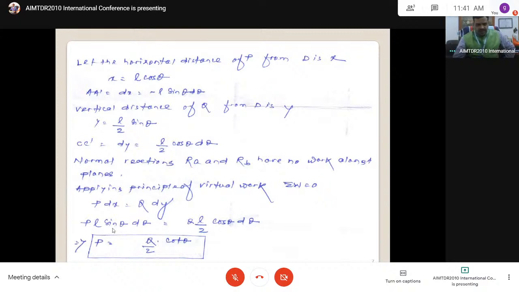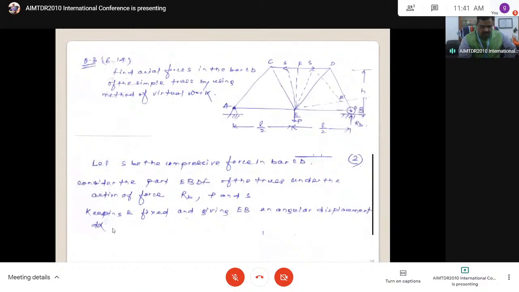Okay. Now go to the third problem. This is a truss problem, basically. But here the problem I have given is: find the axial force S in the bar of the simple truss by using the method of virtual work. Only I want to determine this force. No need of all other forces.